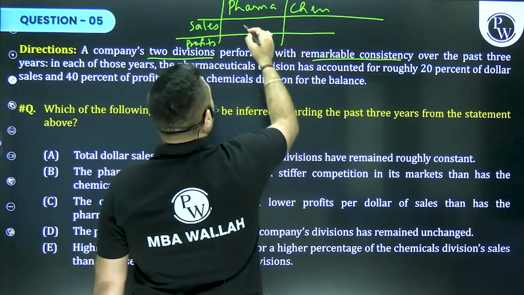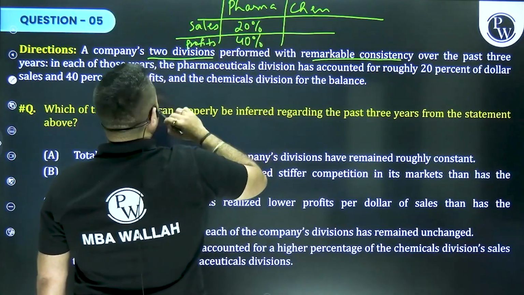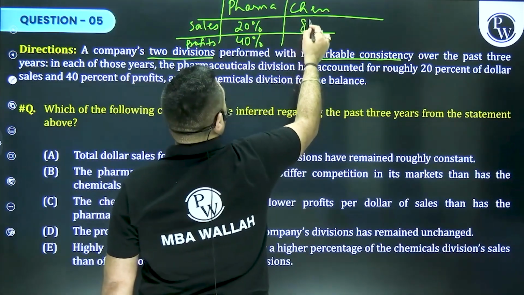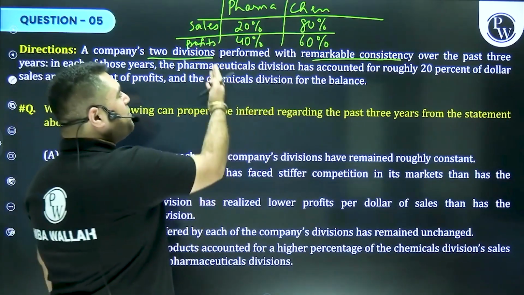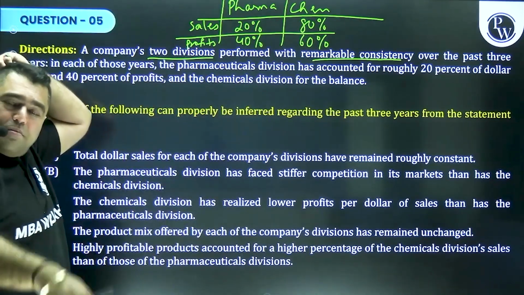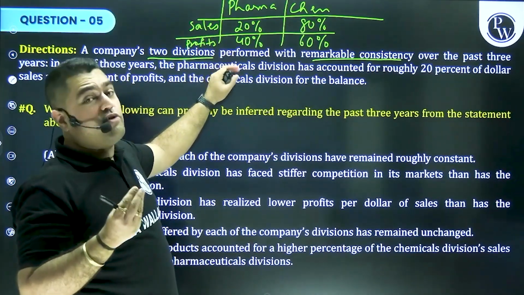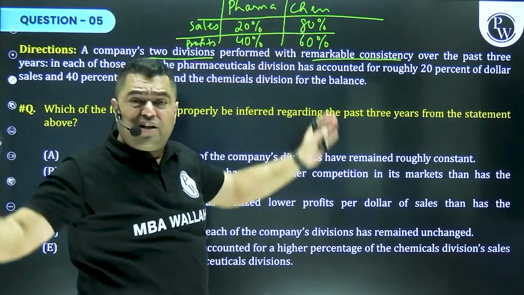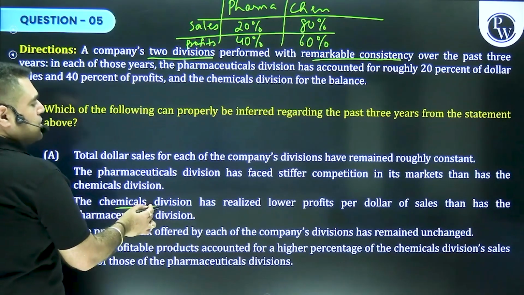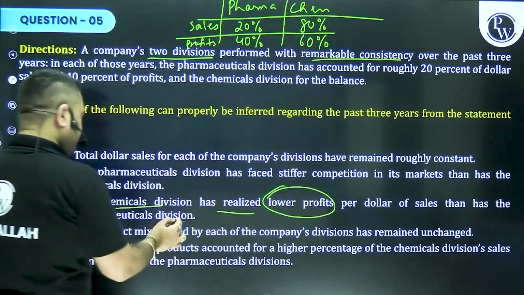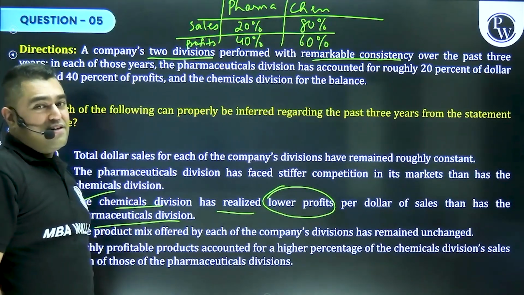Pharma had 20% of sales but that led to 40% of profits. Chemicals, the balance, meaning 100% minus that, had 80% of sales and 60% of profits. Which option directly gives you that? If a division produces only 20% of sales and 40% of overall profits, and the other produces 80% of sales and yet gives you 60% of profits, it is easy to say that the chemicals division has realized lower profits than the pharma division. Option C is directly screaming. It's right there, a 1-minute job. See the magic.